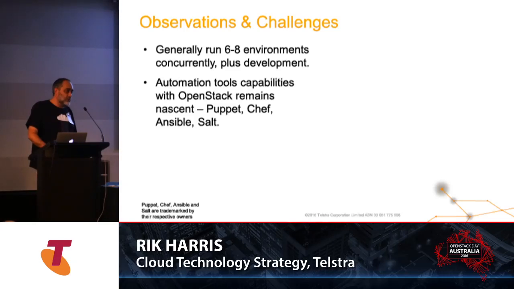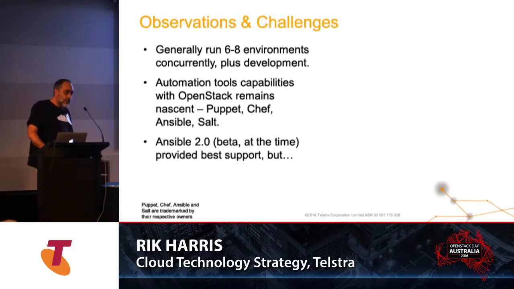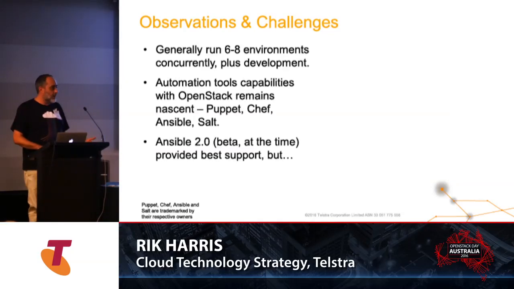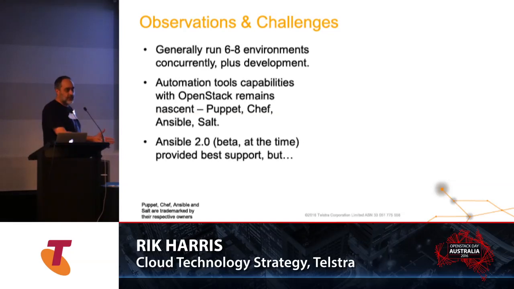We found that automation tools are still somewhat immature. We looked at a variety of them. We found that most of the focus that these tools are putting in is how to deploy OpenStack. So we didn't want to deploy OpenStack, we already had OpenStack. We wanted to use OpenStack. And really the only one of these configuration management tools that allowed us to effectively create and destroy and configure virtual machines using the OpenStack APIs was Ansible, and even then it was only the 2.0 beta version at the time, it's now been released, that could do that.